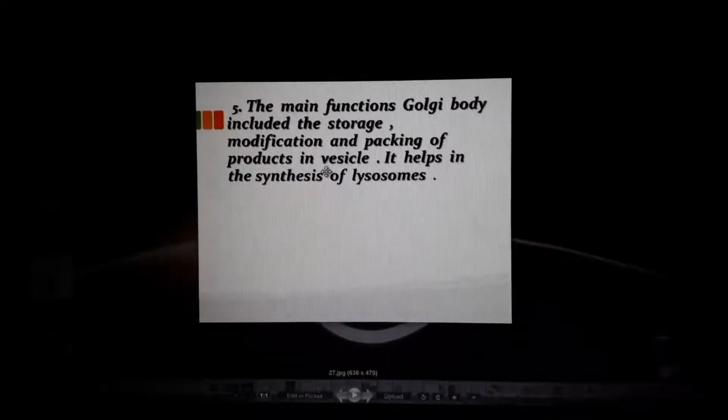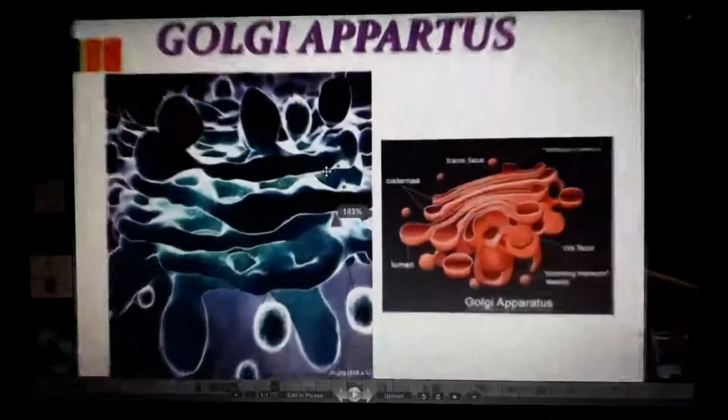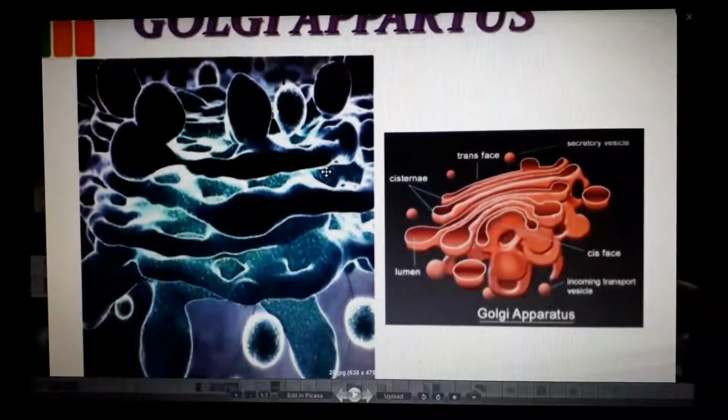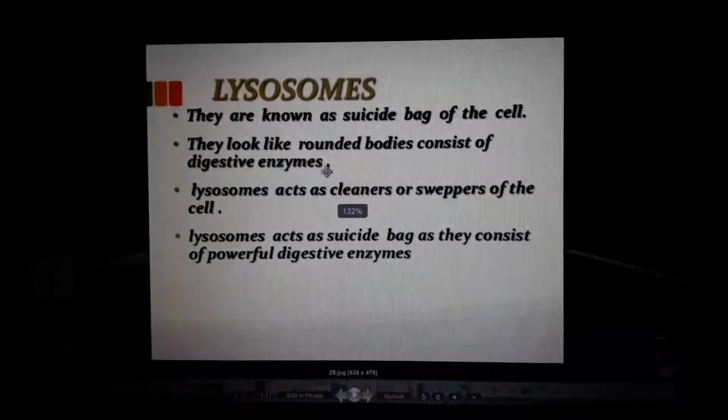Okay, when we study the Golgi apparatus in detail, we will study that. This is the basic structure of a Golgi apparatus. Okay, lysosomes, they are known as suicide bags. Something that dies in the cell. They look like round bodies and consist of digestive enzymes that act as cleaners or sweepers of the cell. They are called suicide bags as they consist of powerful digestive enzymes.